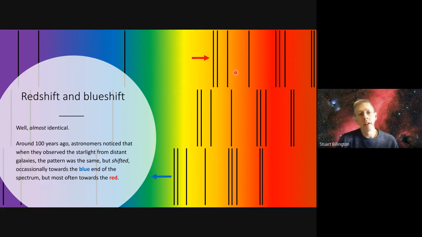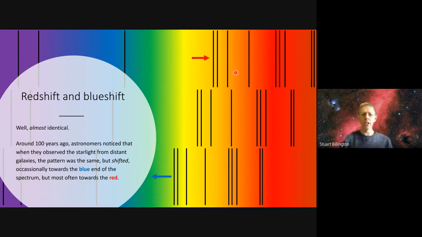This shift in the pattern towards the red end or the blue end is known as red shift and blue shift. We don't fundamentally believe that anything has happened differently to the elements in the star because the pattern is the same. What we think is going on is that something is happening to the light after it has left the star on its way through space to us.